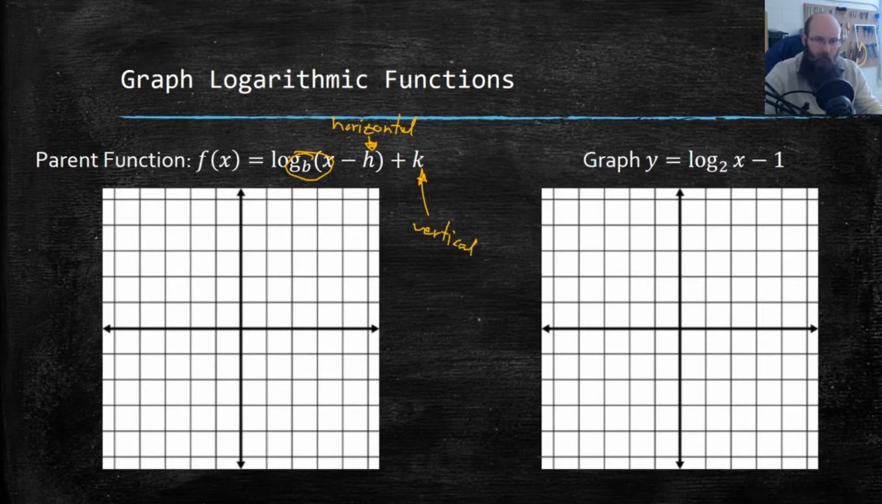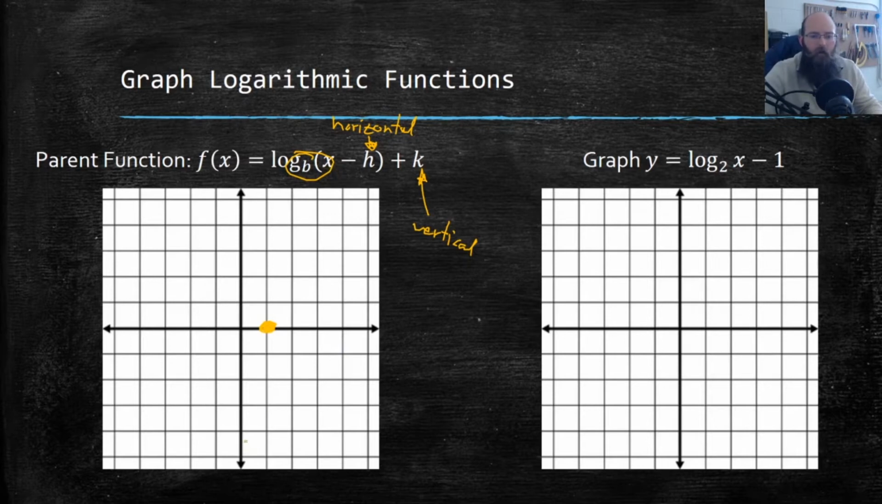And for our main log, for all of our logs actually, regardless of b, I like to talk about our home base. For an exponential function, it is at 0, 1. But for logs, it's at 1, 0. So it is this point right there. And then again, b will just determine how steep this thing is.